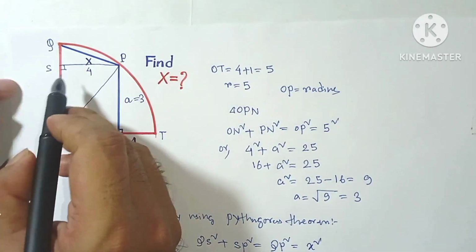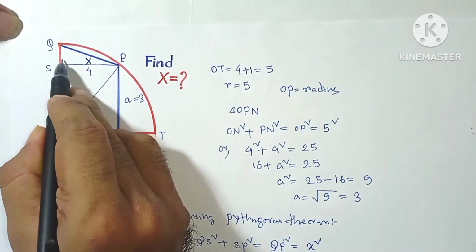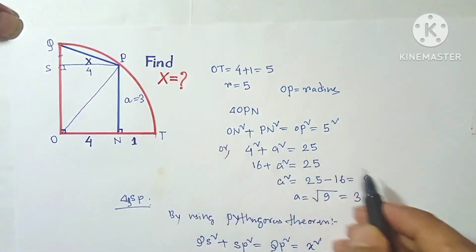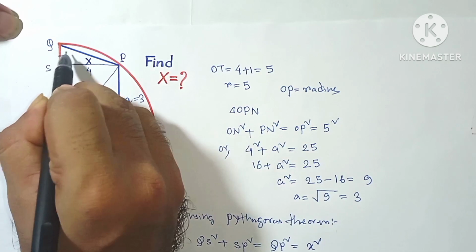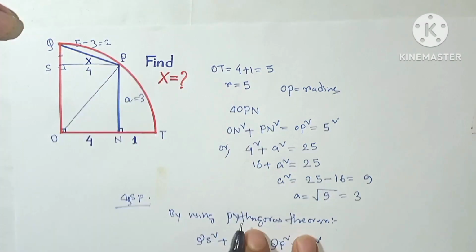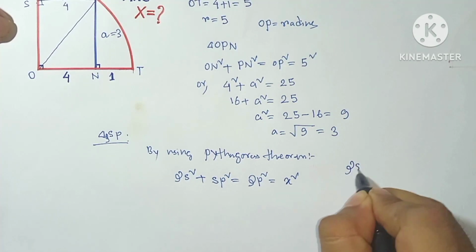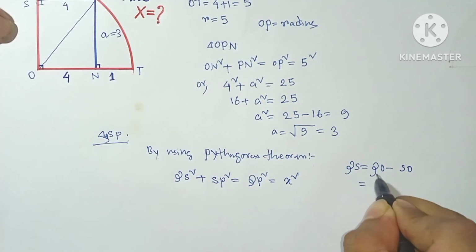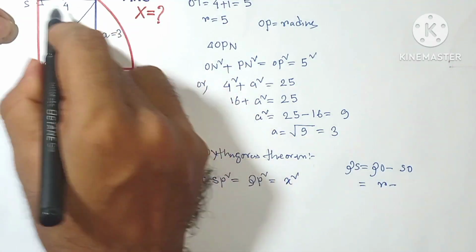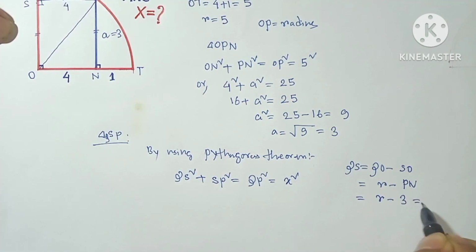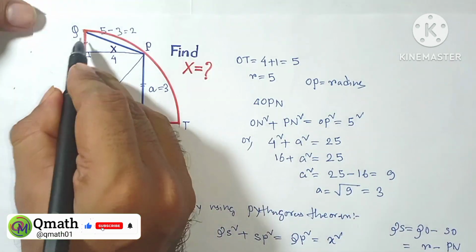Now if we look into this figure, we can see that QS is the difference between the radius R and this vertical length 3. So this QS is equal to 5 minus this 3, which is equal to 2. Now let's write here QS is equal to QO minus SO, where QO is the radius R minus SO, which is equal to this vertical line PN, and this is equal to R minus 3, or you can write this R is 5 minus 3 is equal to 2. So we have this QS is 2.